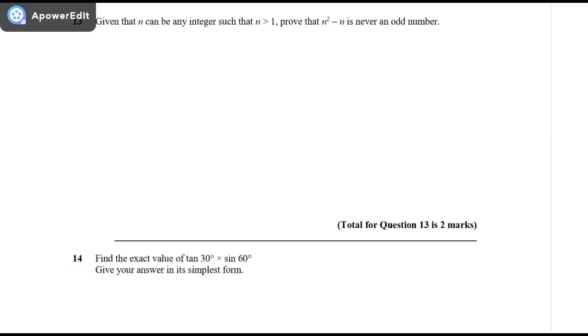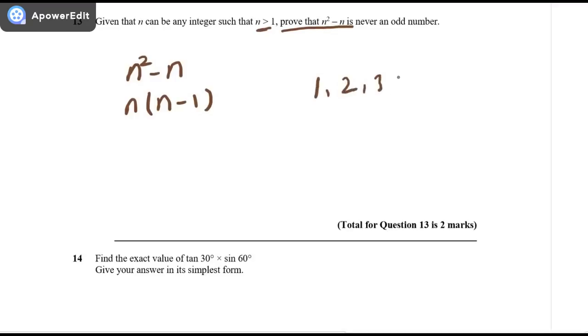Okay, in this question there's a different way to do this question as well. Given that n can be any integer such that n is greater than 1, we're going to prove that n squared minus n is never an odd number. So n squared minus n, if we factorize this, I just take n outside, so this is going to be n times n minus 1, you know this one. Okay, so we can see these are consecutive numbers.